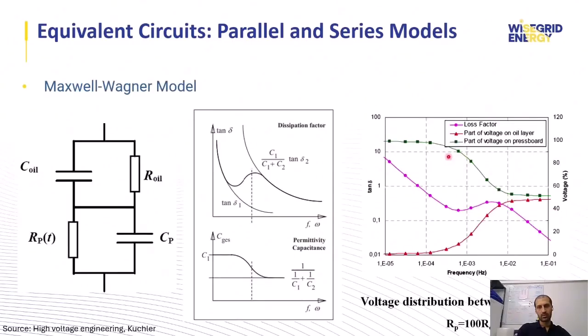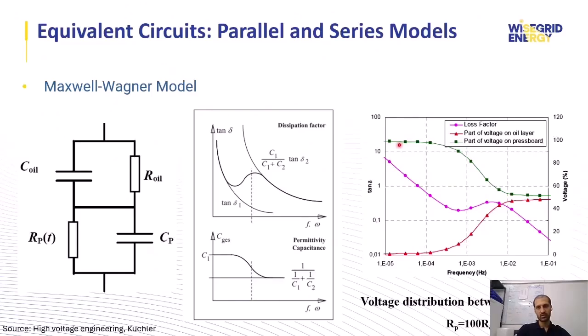The more complete model for paper oil insulation is the Maxwell-Wagner, where the resistance and capacitance of the oil and the paper are placed side by side. An important point is that as we decrease the test frequency, the voltage drop across the paper insulation increases, and this larger voltage drop causes the losses in the paper insulation to become more significant in this range of frequency. So the lower frequency causes higher voltage drop on paper insulation.